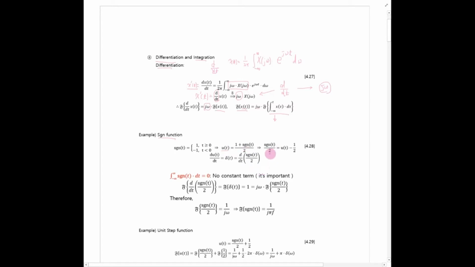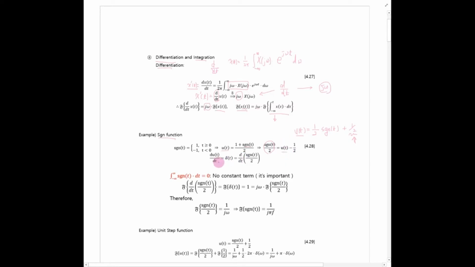And consider half of the sign function. Half of the sign function is the unit step minus 0.5. The other way, the unit step function is decomposed into one half times the sign function plus 0.5. So this means that the unit step has some offset value, an offset of 0.5. But the sign function doesn't have the offset.